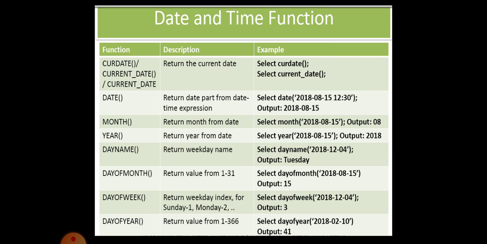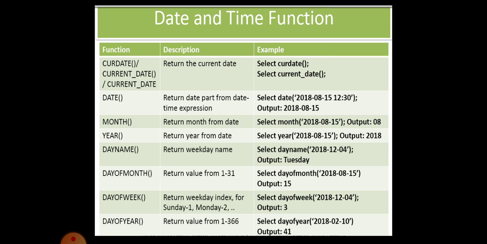Then DAYNAME will return the weekday name like Sunday, Monday, Tuesday, Wednesday, etc. Then DAYOFMONTH, that is, which day of the month we had given the date. So if you give 2020 0804, it will return the 4th day of August, right? 4th day of August. So it will return only 04.